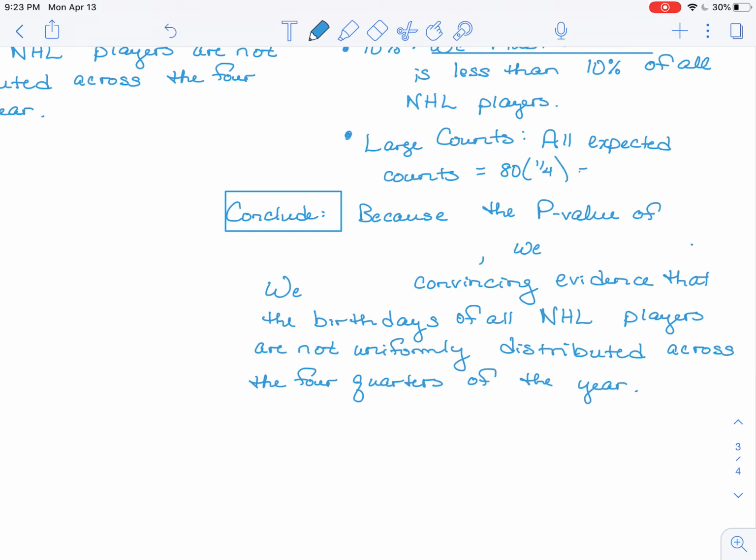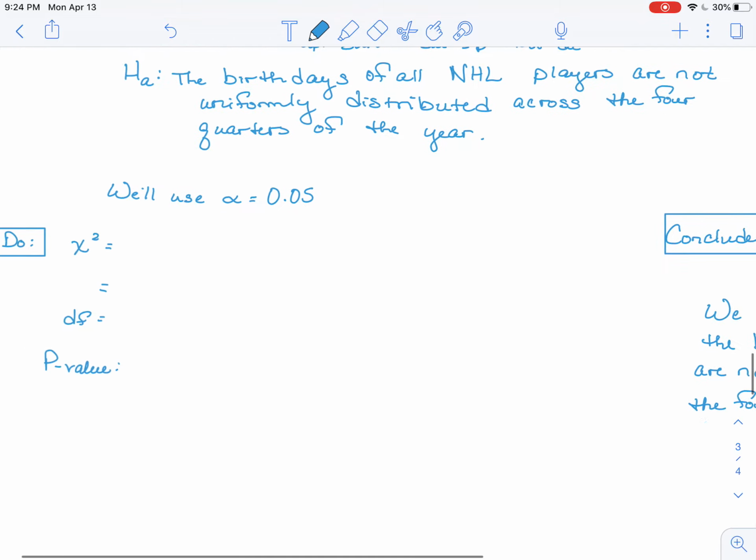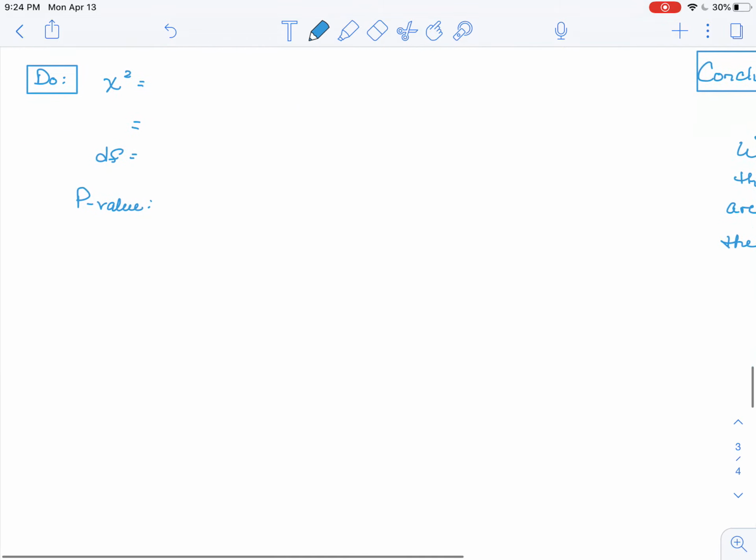So that's what I expect. And so we could say all our expected counts, so we just did 80 times a fourth, all of these numbers are in fact at least 5. So because of that, we will be modeled by a chi-squared distribution, which is what we're going to do in our do step after we find our test statistic.